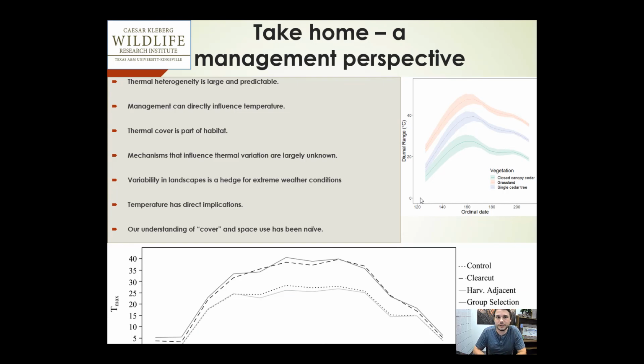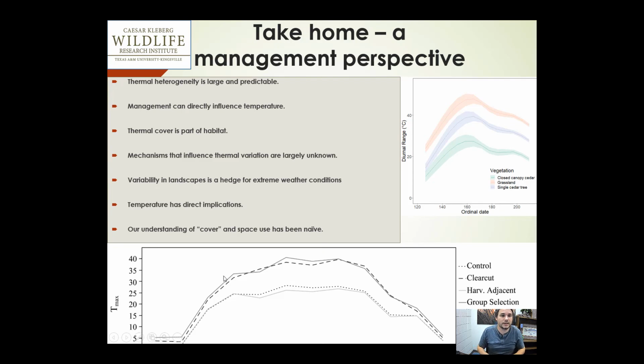So I guess the take-home message here is, let's think about all of this from a management perspective. Thermal heterogeneity is common in landscapes. It's often large and predictable, and management can directly influence temperature. I hope I've proved this now by showing how vegetation moderates temperature. Here's another example, if we need it, showing variability in daily ranges of temperature between 3 different vegetation types. Or even here, where we start to look at how clear cuts and group selection of forests fundamentally change the thermal landscape compared to controlled areas.